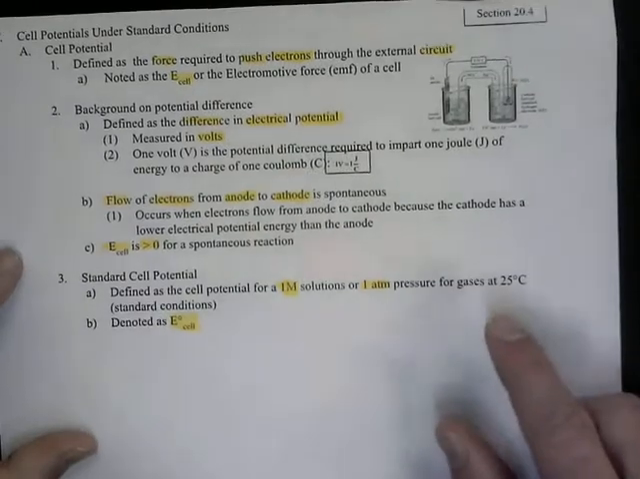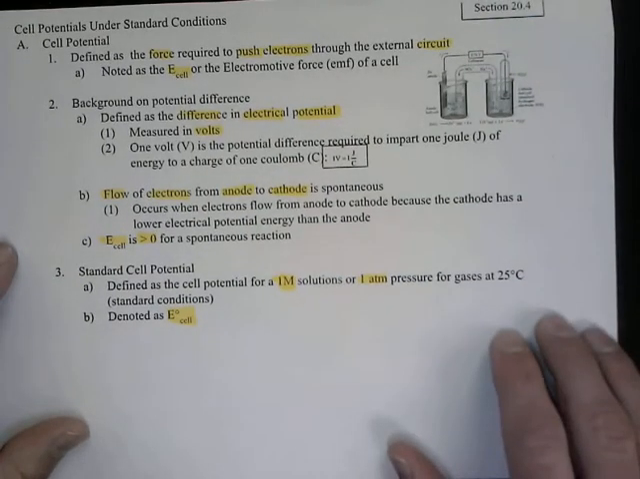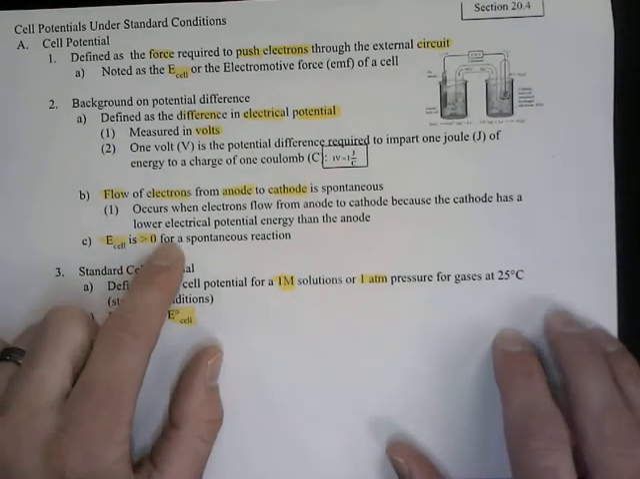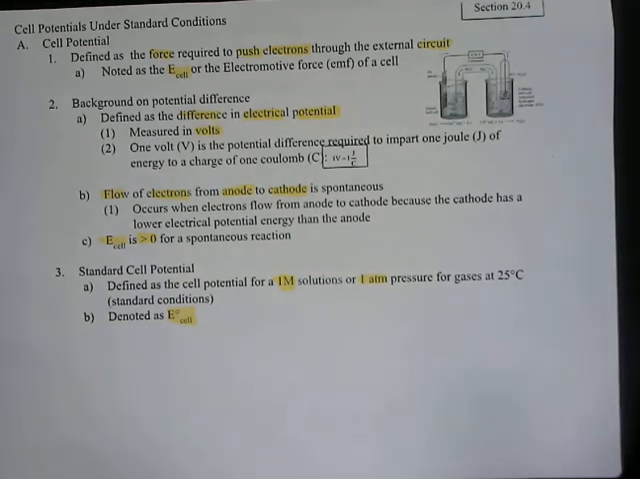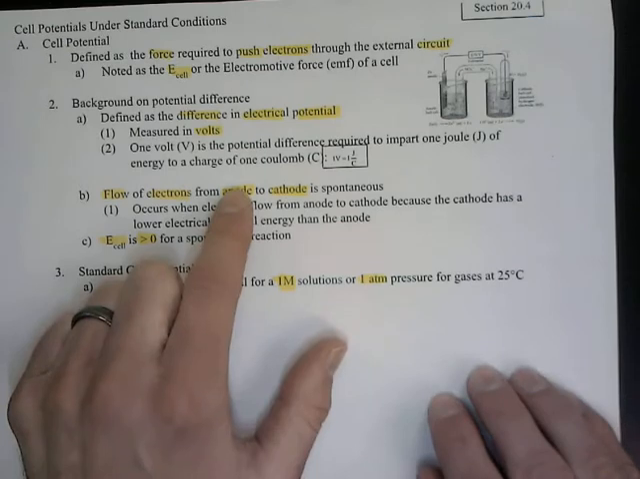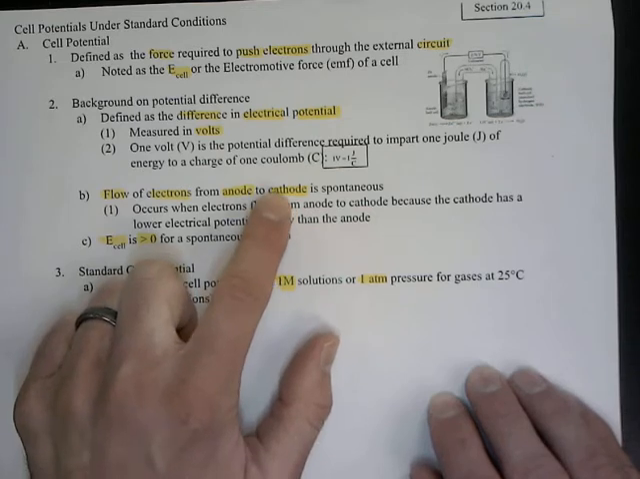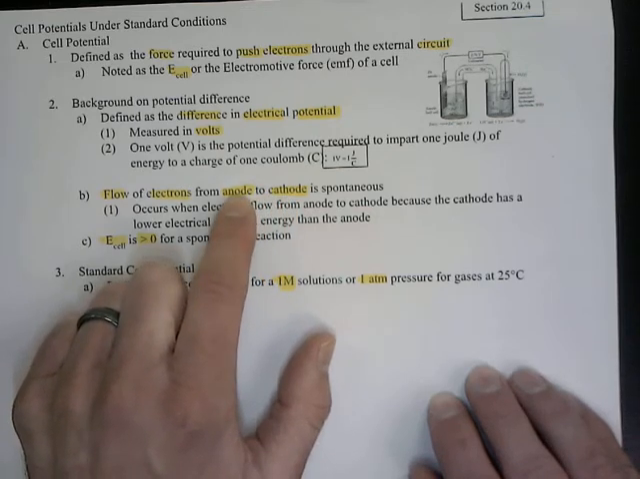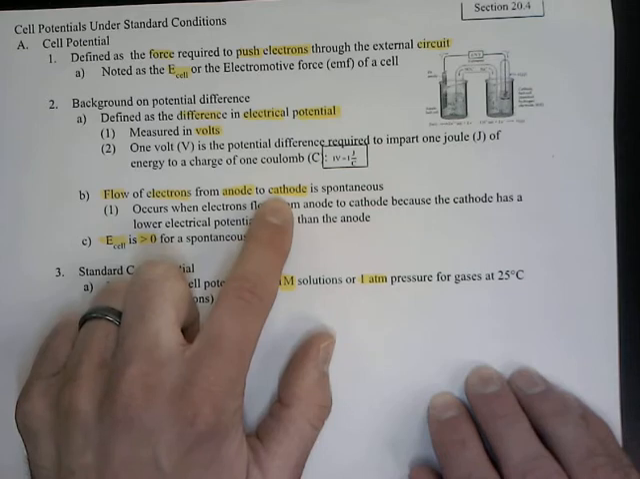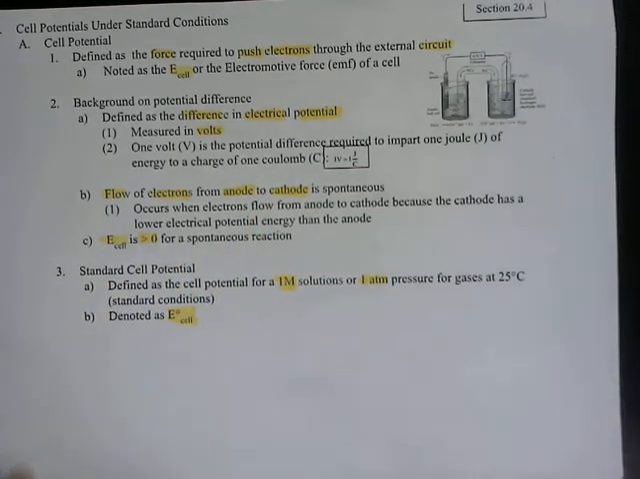The other thing that we have to remember is this. Electrons in a spontaneous process flow from an anode to a cathode. Remember, the anode is where the oxidation occurs, and the cathode is where the reduction occurs. So anode, negative, to the cathode, positive. That's something that we have to keep in mind.